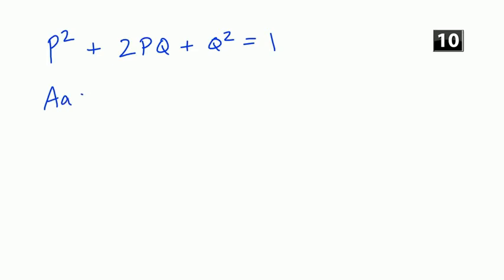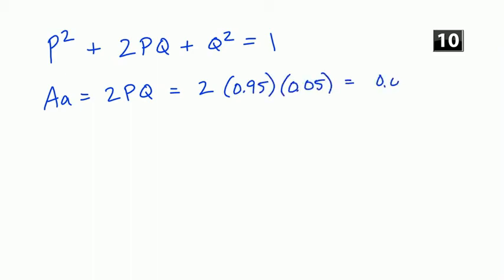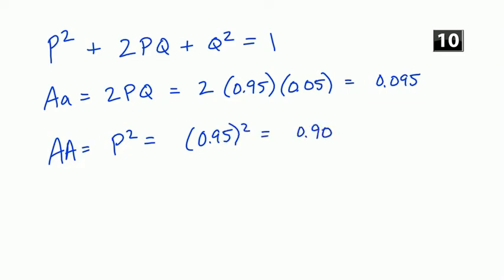So the heterozygous genotype frequency would be 2pq, or 2 times 0.95 times 0.05, which is 0.095, or 9.5%. And then the frequency of the homozygous dominant genotype would be 0.95 squared, and so that would be 0.9025, or 90.25%.